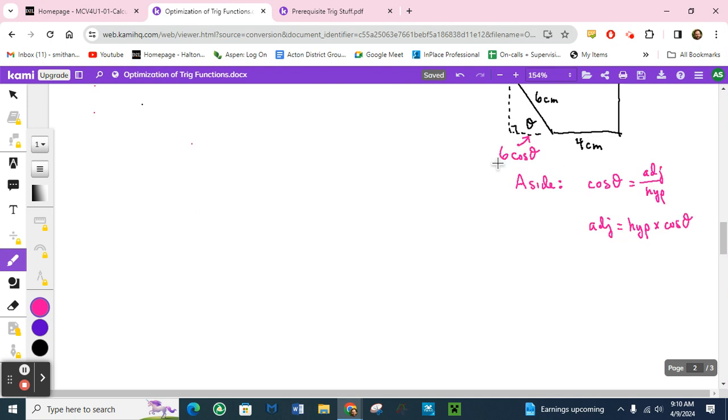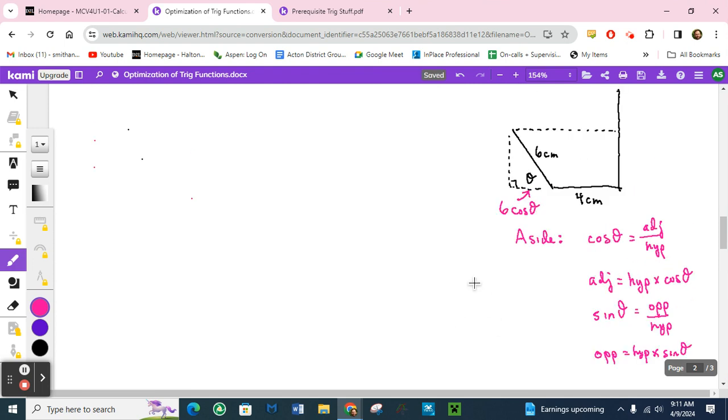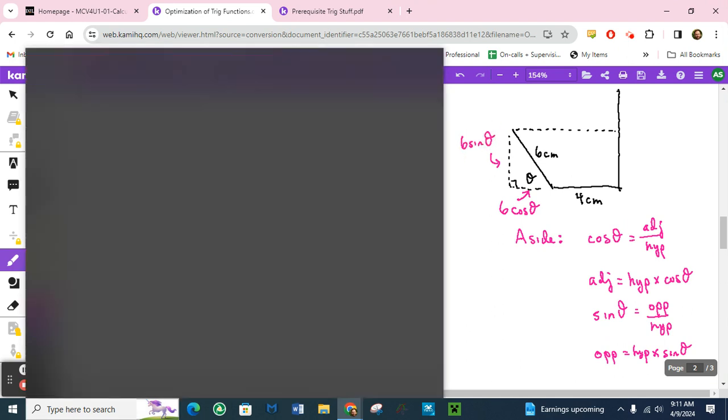Maybe you see where this is going, but just for completeness' sake, I'll do the same thing for sine. Sine theta is opposite over hypotenuse. So if you want the opposite in a right angle triangle, people who've taken physics might know this shortcut already. Just do the hypotenuse times sine theta, which means this vertical side would be 6 times sine theta. Yay us, we have the height.